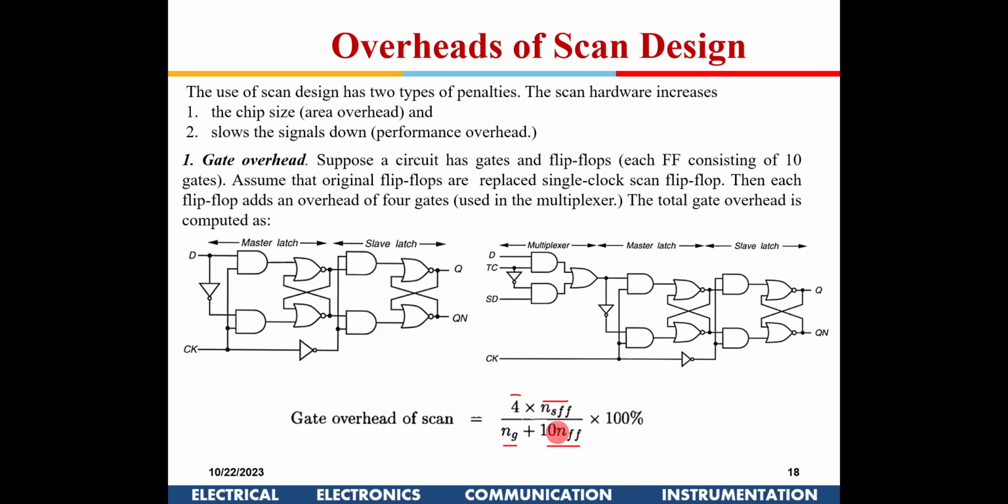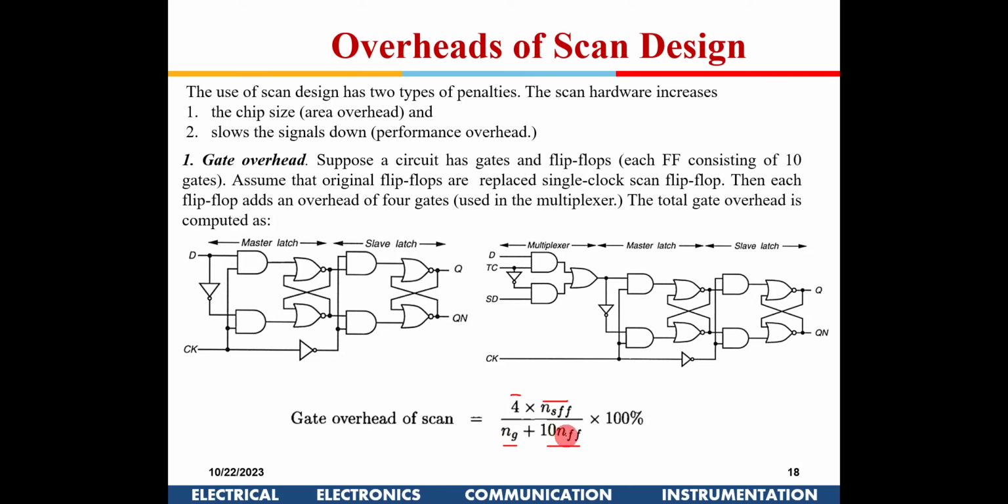This is because not all the flip-flops are converted into scan flip-flops. There is something known as partial scan, where not every flip-flop is converted into a scan flip-flop. We can leave aside some flip-flops which are not really required. So NFF is the total number of flip-flops, and without scan, the number of gates you see here is 1, 2, 3, 4, 5, 6, 7, 8, and 2 inverters, so 10. NG is the total number of gates in the total chip.